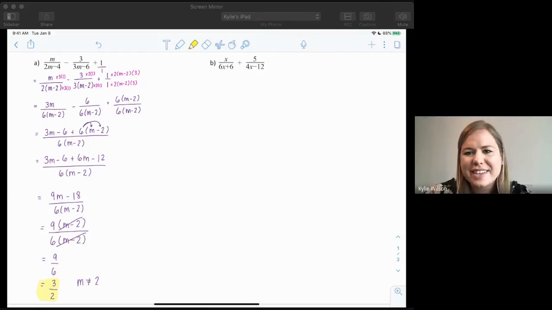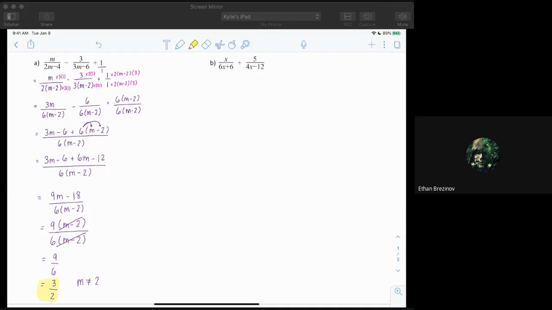Okay. So let's say you have x over 6 bracket x plus 1 plus 5 over 4x, like bracket x minus 3. How are you supposed to represent multiplying the numbers on the inside of the bracket and the numbers on the outside?